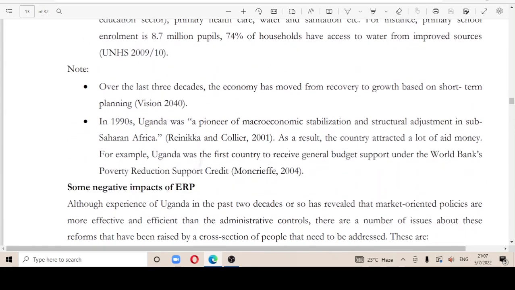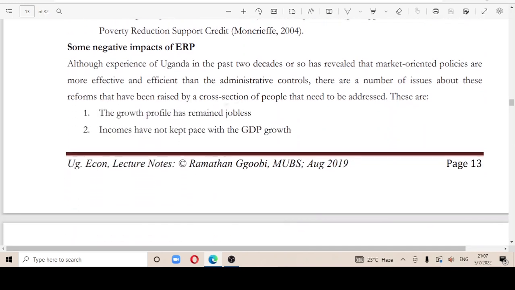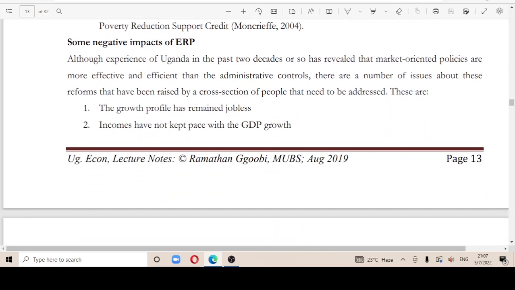So over the three decades, the economy has moved from recovery to growth based on the short-term planning, that is of Vision 2024. The Vision 2040. Then looking at some of the impacts of ERP, we are having, although experience of Uganda in the past 2 decades also has revealed that the market-oriented policies are more effective and efficient than the administrative controls. Remember, during Amin's time, there was a lot of administrative controls.